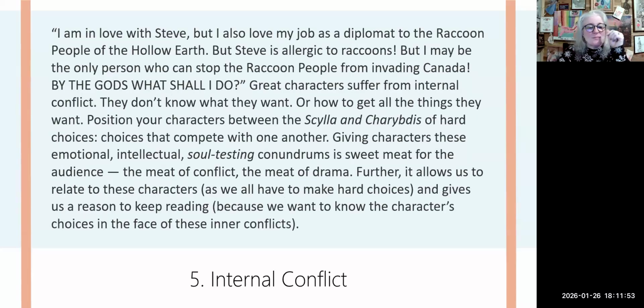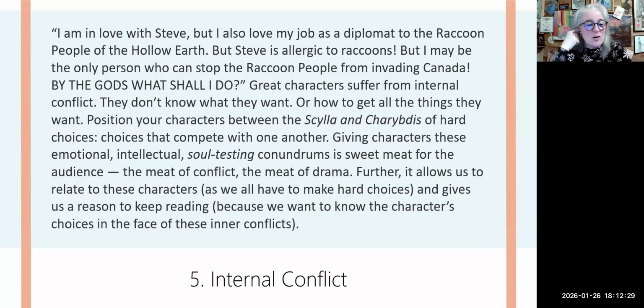Internal conflict. I'm in love with Steve, but I also love my job as a diplomat to the raccoon people of Hollow Earth. But Steve is allergic to raccoons. But I may be the only person who can stop the raccoon people from invading Canada. What shall I do? Great characters suffer from internal conflict. They don't know what they want or how to get all the things they want. Position your characters between the Scylla and the Charybdis of hard choices, choices that compete with one another.